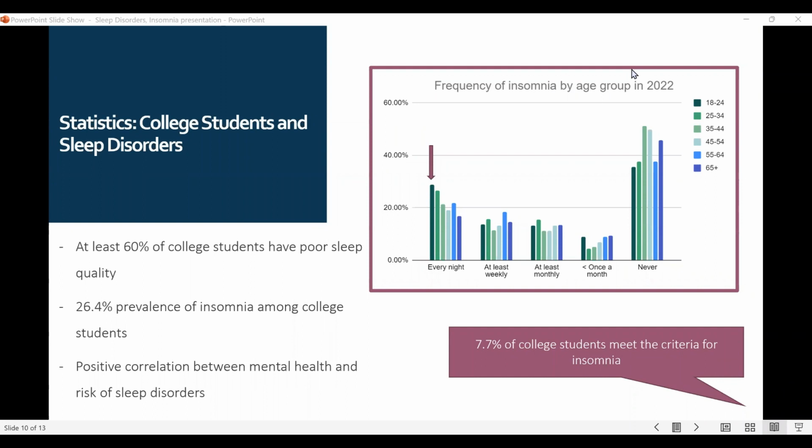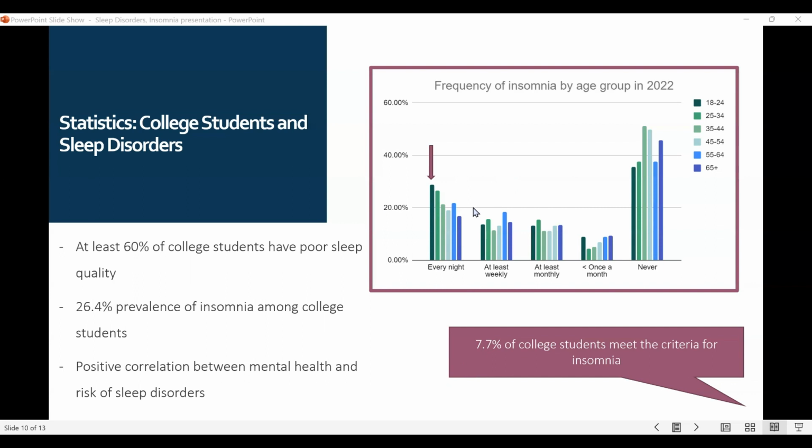So, some statistics about college students and sleep disorders. According to a study done by the CDC, at least 60% of college students have poor sleep quality, and there is a 26.4% prevalence of insomnia among college students. There's also a correlation between mental health and sleep. For example, it was found that students who have depression are 9.54 times more likely to experience insomnia, and it has been found that around 7.7% of college students meet all of the criteria for insomnia.